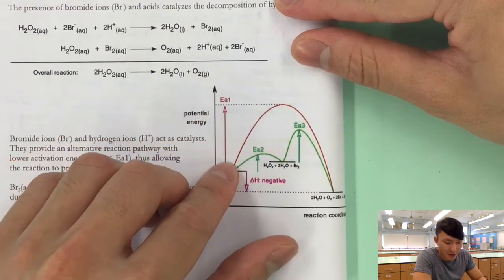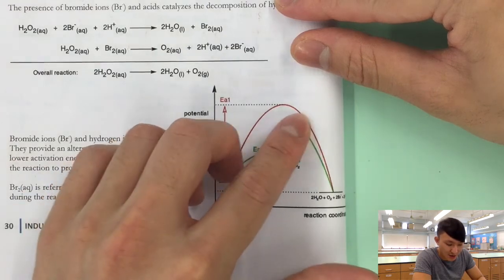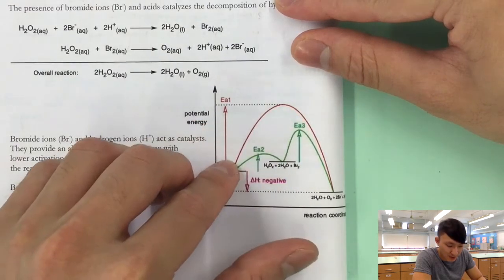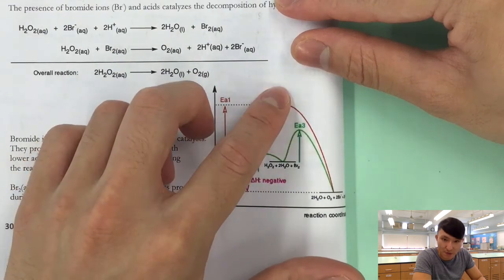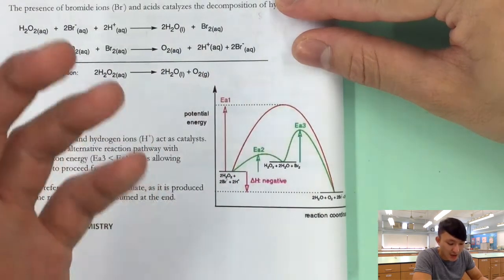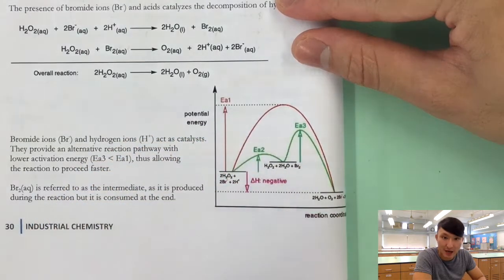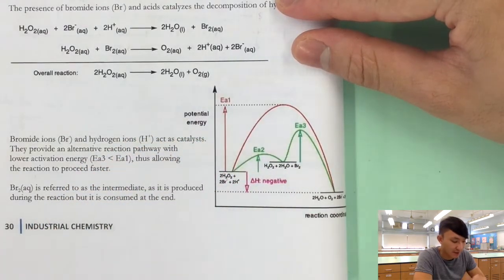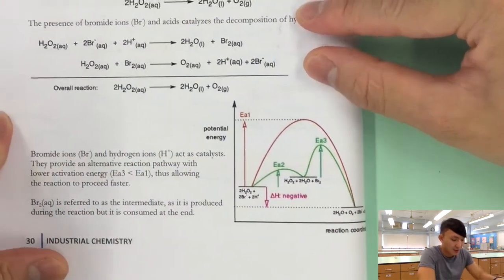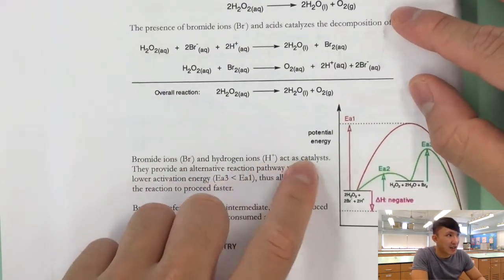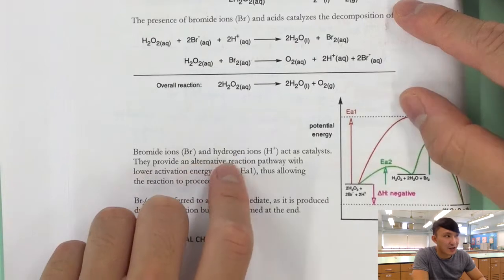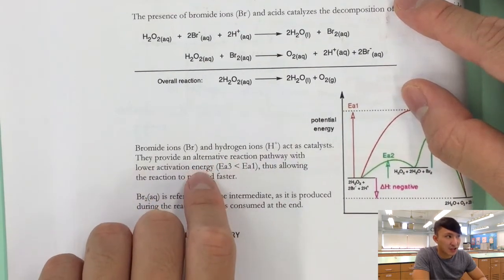Think about when we have to push the ball up to here. Even though you push the ball from here to here, it is still less than the original. So that's why the green path, the catalyzed pathway, is faster. So you notice that bromide ion and hydrogen ion act as a catalyst. They provide an alternative reaction pathway with lower activation energy.